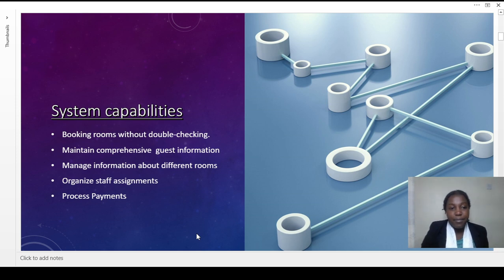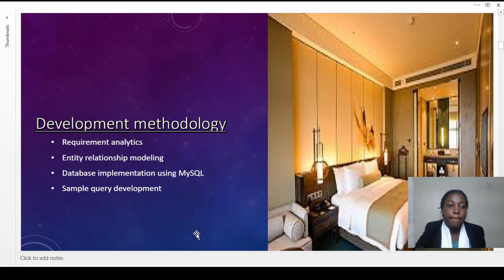So system capabilities, we have booking of rooms without double booking. That's a very big problem, mostly for people who have come to visit. Maintaining comprehensive guest information, it ensures guest information is kept private. It manages information about different rooms. This is the main reason why double booking never happens, since it manages the information. It organizes staff assignments and processes payments both for the customer and for the staff.